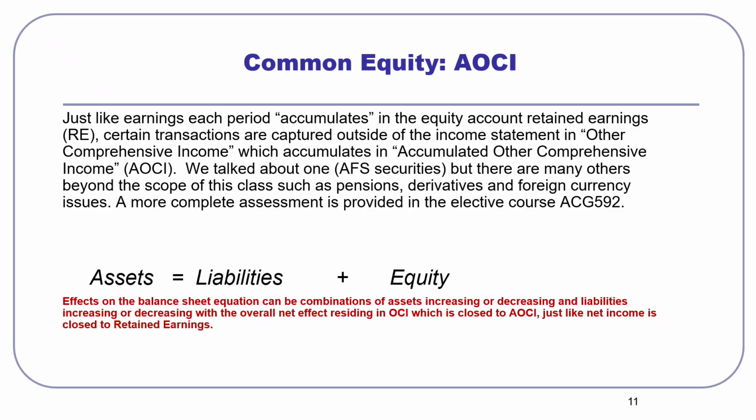The effects on the balance sheet equation can be a combination of assets increasing or decreasing and liabilities increasing or decreasing, with the overall net effect each period residing in OCI and each year accumulating into AOCI. Just like net income closes to retained earnings.